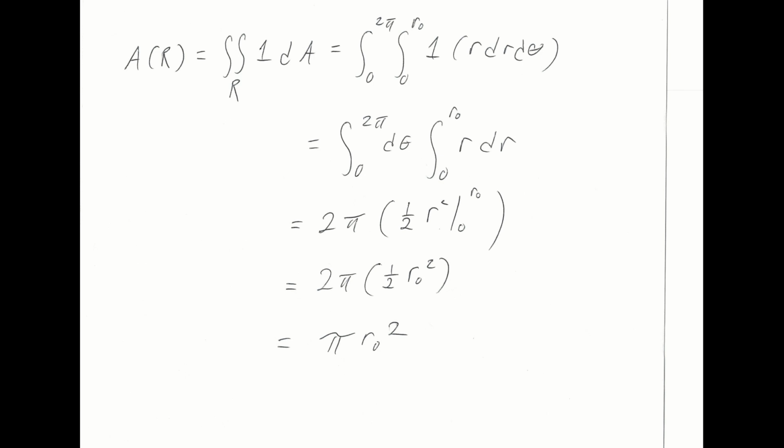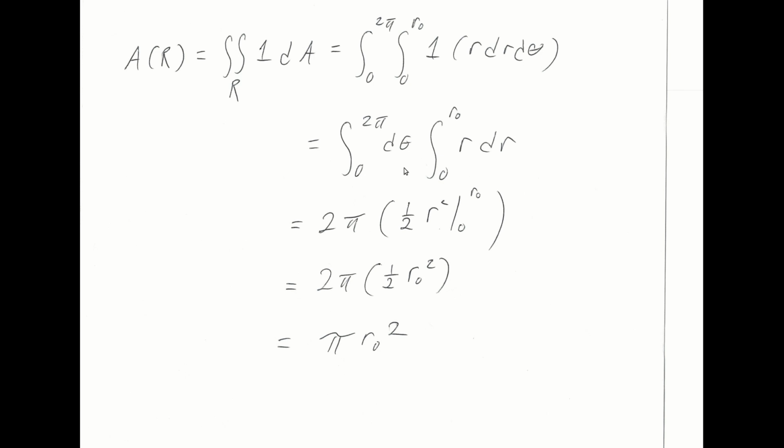This is an example where all of my limits of integration are constants, despite the fact that r0 is not known. It's still a constant value here. And my integrand factors nicely into a function of just theta, the constant function 1, and a function of just r, which is this factor of r that we introduced in our dA expression. So I'm able to factor the double iterative integral into two single integrals.